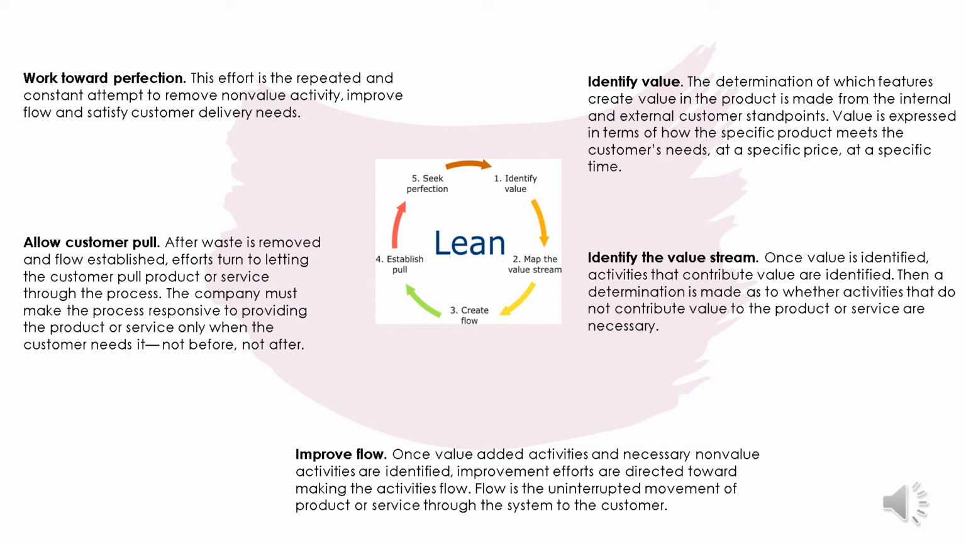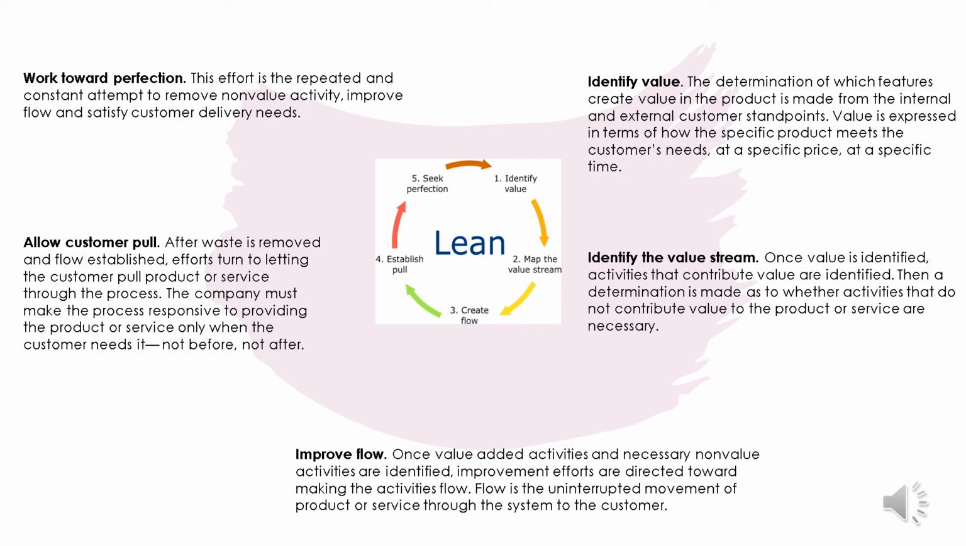Number 4. Allow customer pull. After waste is removed and flow established, effort turns to letting the customer pull product or service through the process. The company must make the process responsive to providing the product or service only when the customer needs it, not before, not after.